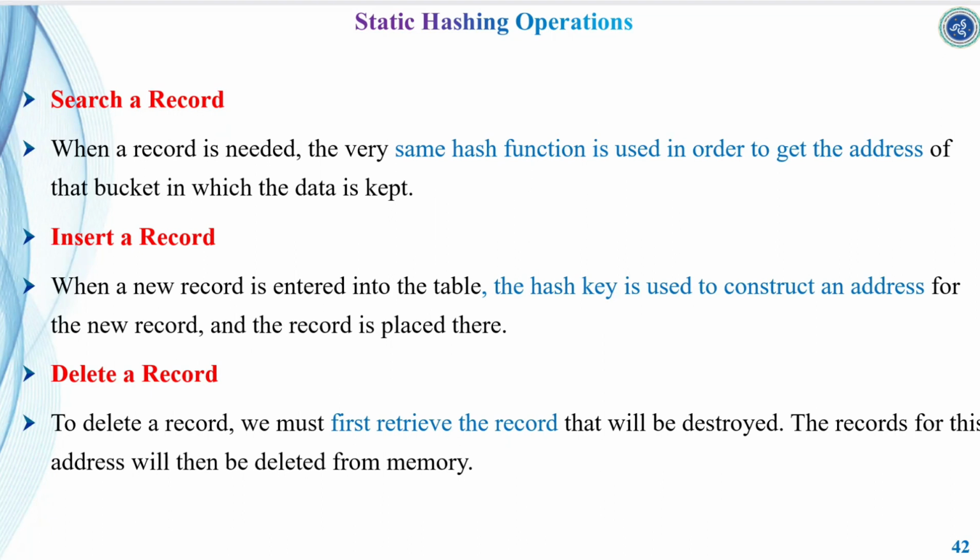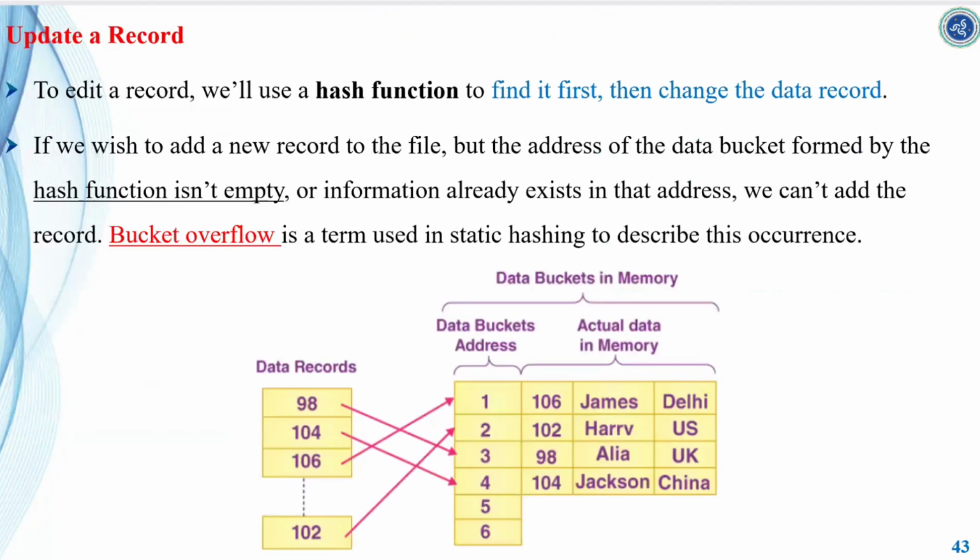Next is how to delete a record. To delete a record, we first need to retrieve the record. Whatever you have to delete, you first retrieve it with the help of the hash function, and then the record is deleted from memory. Next is updating a record. In order to edit a record, again we use the hash function, and with its help we first find the record and make the necessary alterations or modifications.